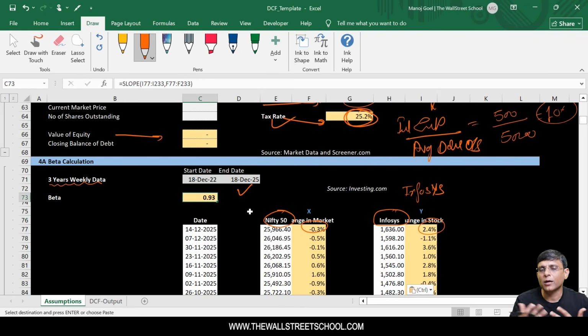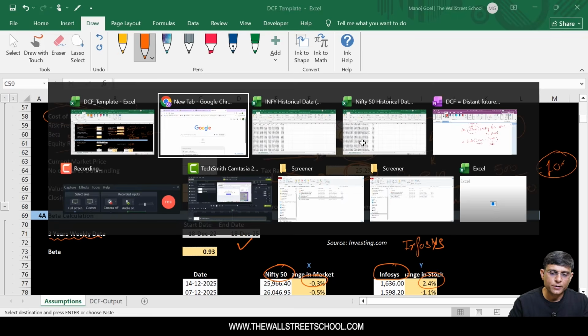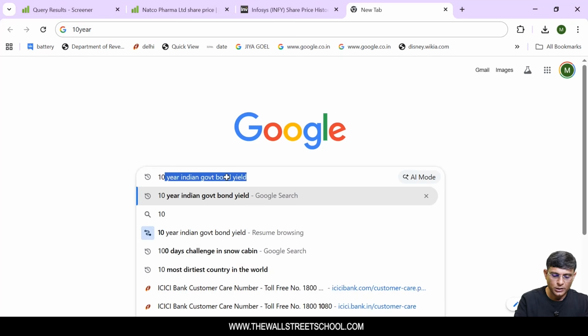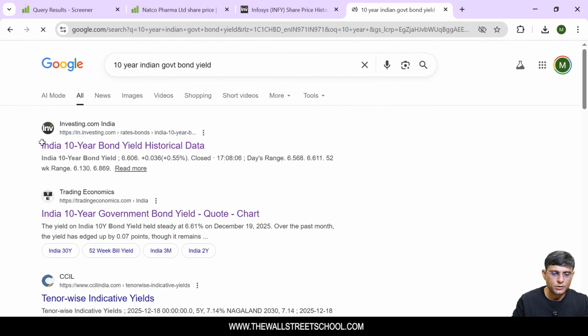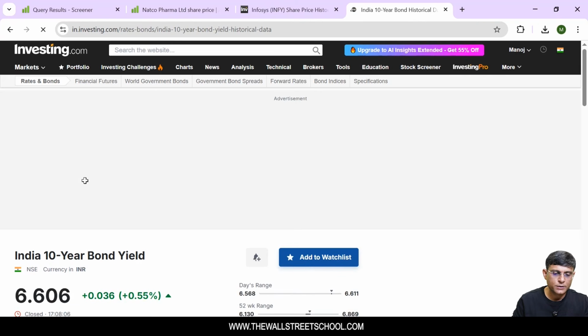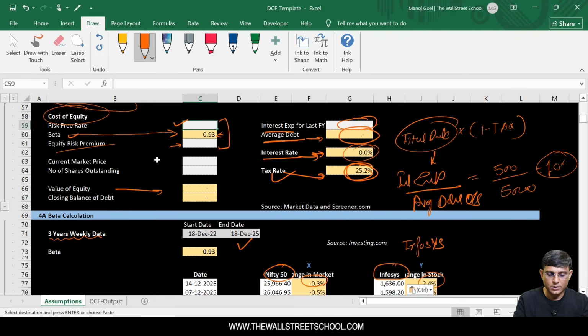So guys, this is how we calculate beta, which is one of the inputs for cost of equity. The risk-free rate, I can source it again from the web. Risk-free rate is what? The 10-year Indian government bond yield. I just click on it. The 10-year bond yield from Investing. It's 6.606%. That's my risk-free rate for India.